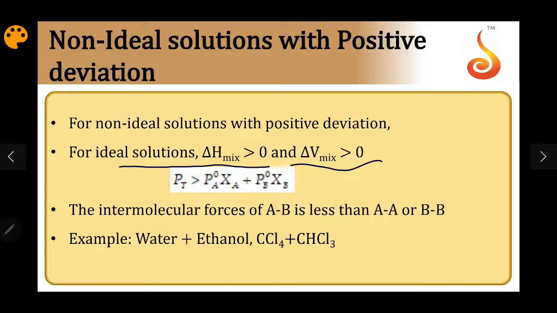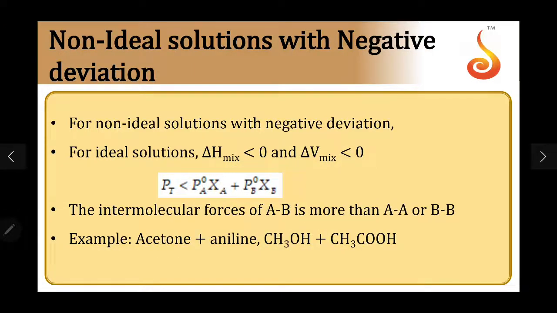Enthalpy change will be positive, meaning it is an endothermic process, and delta V mixing is more than 0, meaning if I mix 10 ml of one liquid and 10 ml of another liquid, I will get more than 20 ml of the mixture. So P total is always greater than P naught A XA plus P naught B XB. The intermolecular forces between A and B are weaker compared to those of AA and BB. Examples are water and ethanol, CCl4 and chloroform.